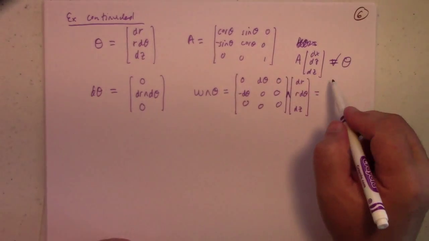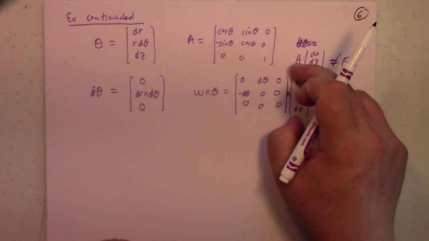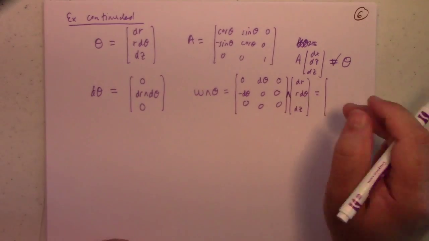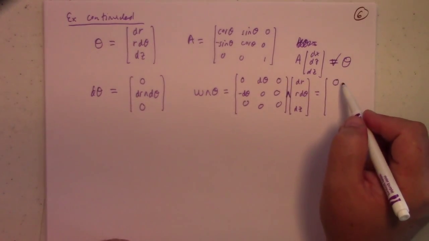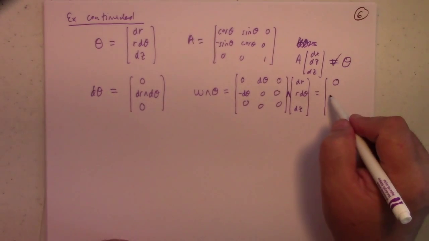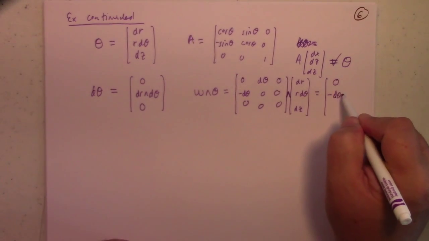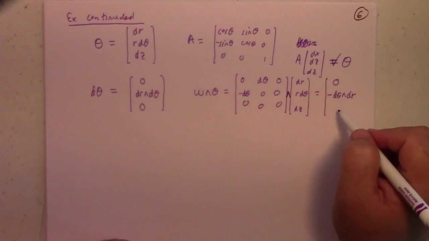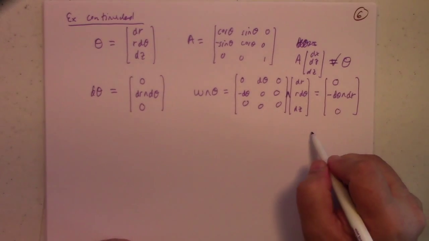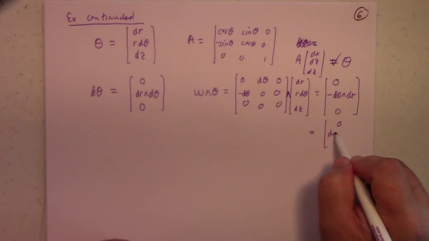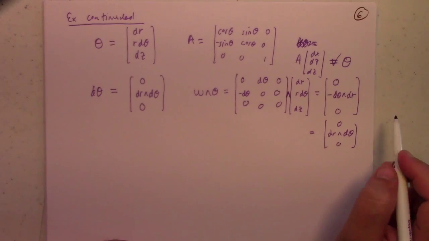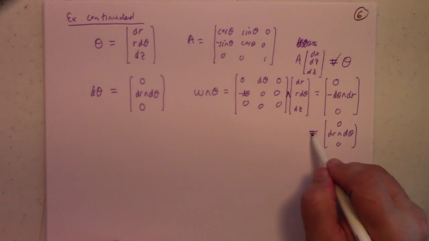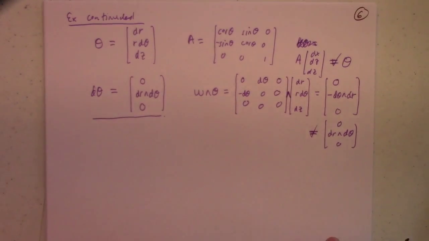Let's see here, so we get, well, notice that d theta wedge d theta is 0, and of course 0 times dr and 0 times dz is 0. This next one we get minus d theta wedge dr, and then 0 again. But of course this is equal to 0, dr wedge d theta, 0, which as you can see is exactly d theta, right? You can compare.